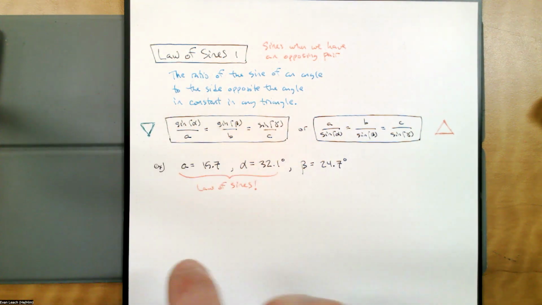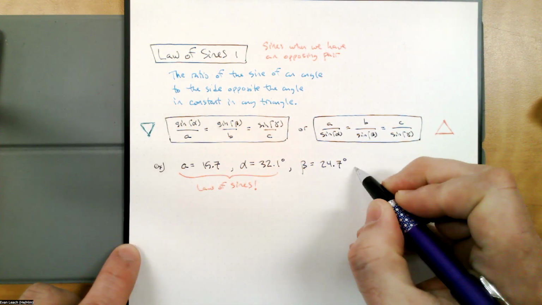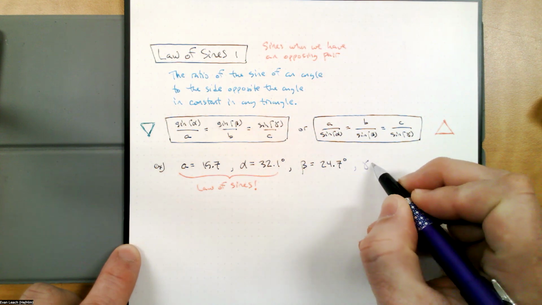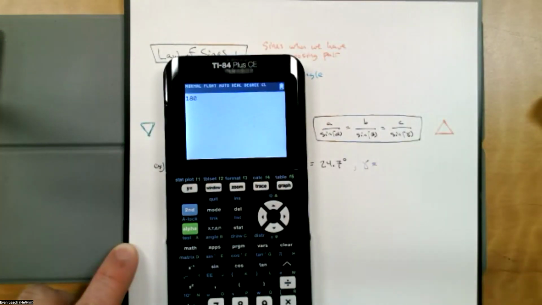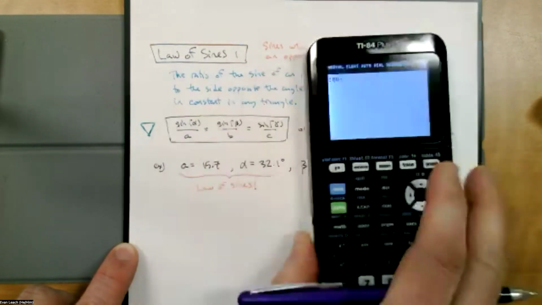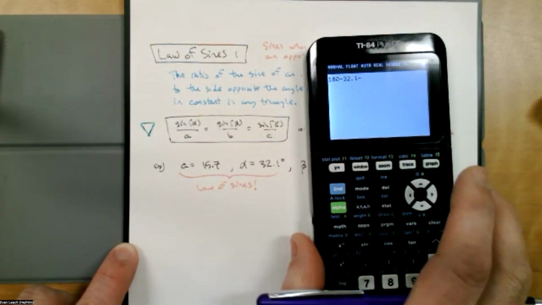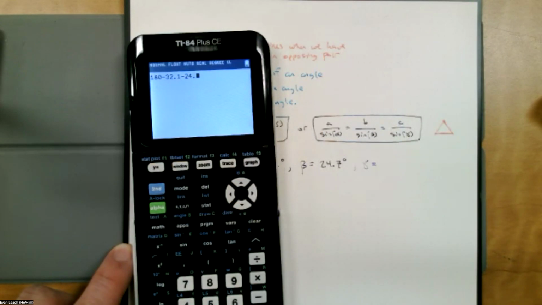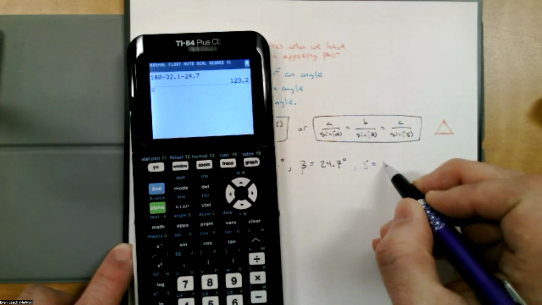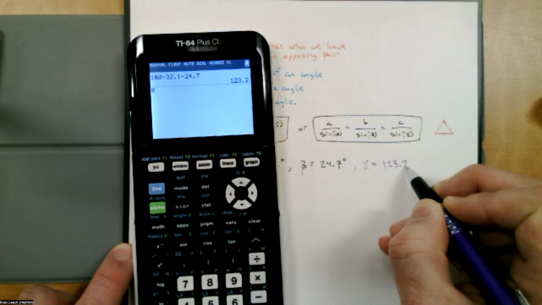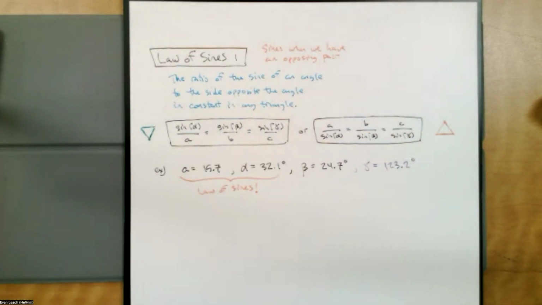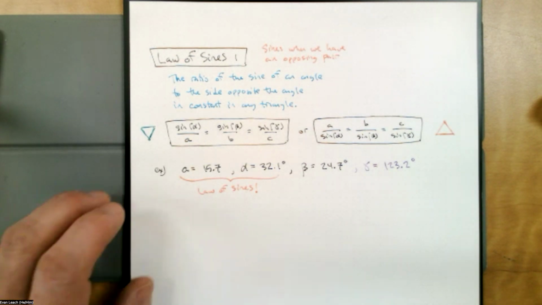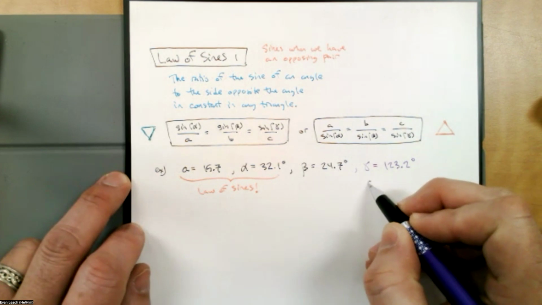So because we have two angles, I'm just going to immediately do 180 minus the number I just covered up, 32.1 minus the number I just covered up now. As soon as you have two angles, subtract to find the third. That's just good practice.